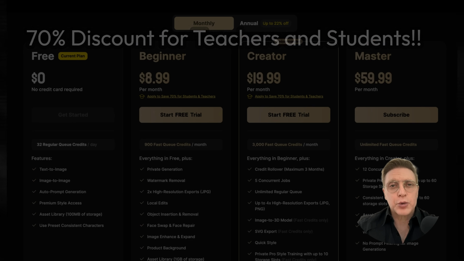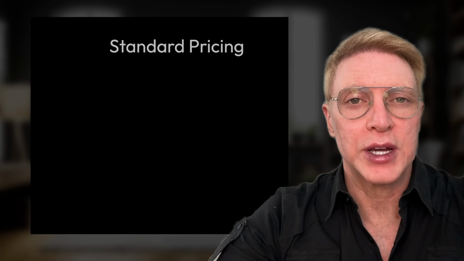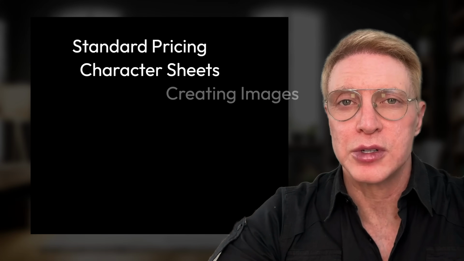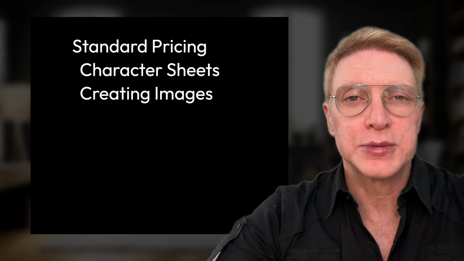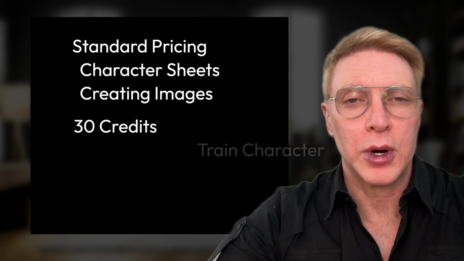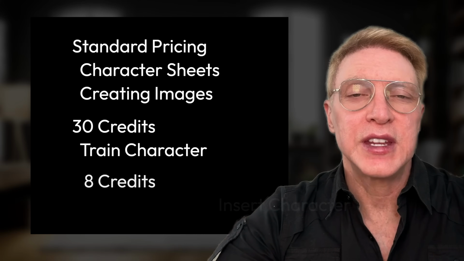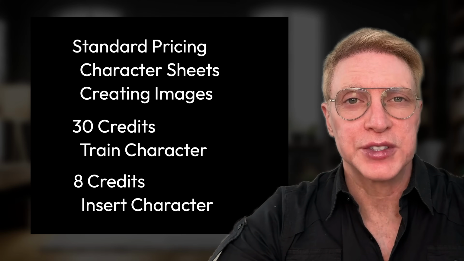Besides the differences in credits, the different plans also provide additional functionality. Dzine will use that standard pricing when you're creating character sheets or creating images with your character, pretty much most scenarios. However, training your consistent character requires the creator plan, and it costs 30 credits. And the insert character feature costs 8 credits.